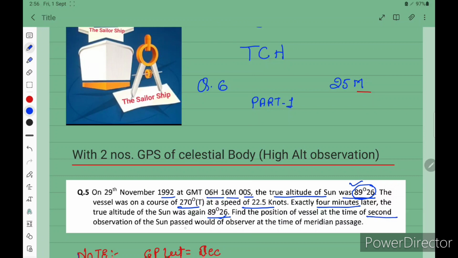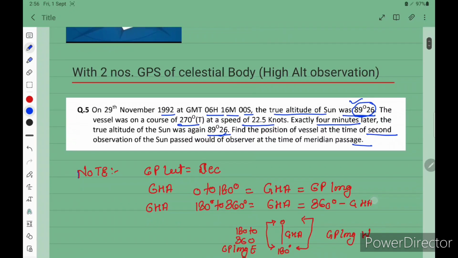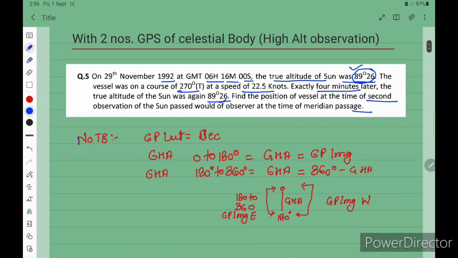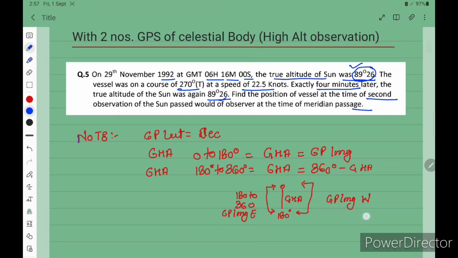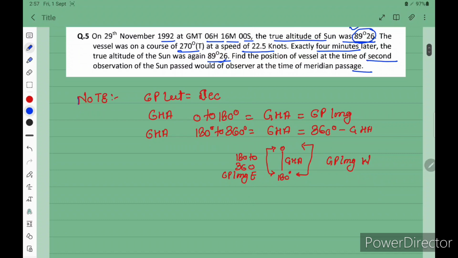The sun passed close to the observer at the time of meridian passage. Before solving, we know that GP latitude is equal to declination. If the GHA is between 0 to 180 degree, GHA is equal to GP long, and GP long is west. If GHA is 180 degree to 360 degree, GP long is equal to 360 minus GHA, and GP long is east. This is basic, you should remember it to use in this type of numerical. So let's solve this numerical.